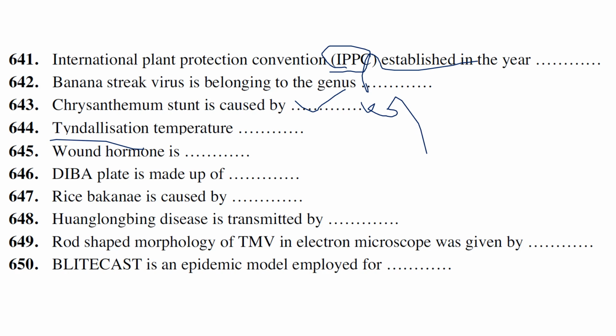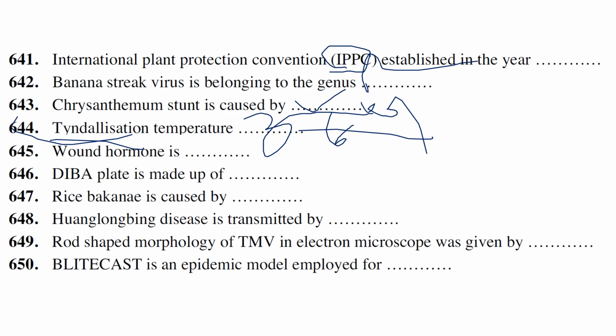Tyndallization temperature: generally pasteurization temperature is 62.8. For tyndallization it is 100 degrees Celsius for 20 minutes for 3 consecutive days. That's why it is called discontinuous heat sterilization. Discontinuous heat sterilization can be observed in tyndallization. I repeat, the temperature is 100 degrees Celsius for 20 minutes for 3 consecutive days.